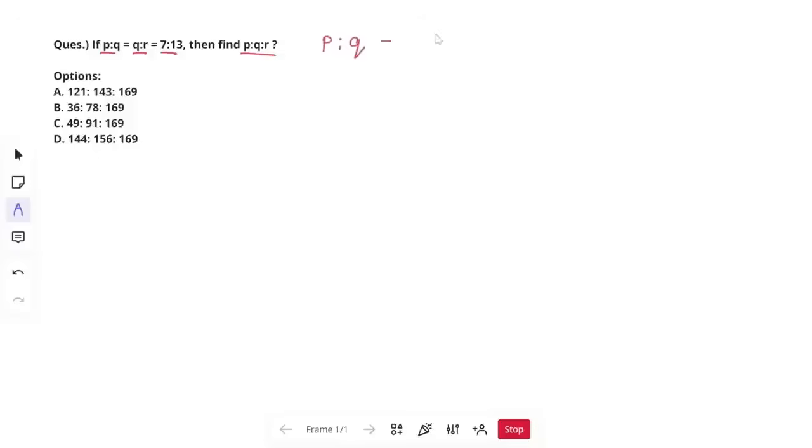First of all, let's take the initial ratio that is given to us: P is to Q equals Q is to R equals 7 is to 13. Okay, now based on this, what can we write? We can write P is to Q equals 7 is to 13 and Q is to R equals 7 is to 13, right? We can absolutely write this.